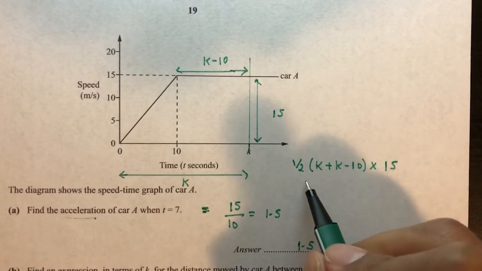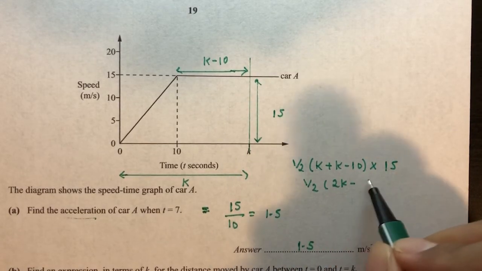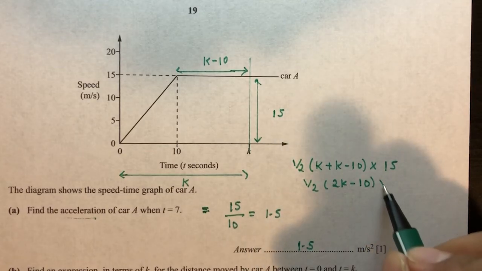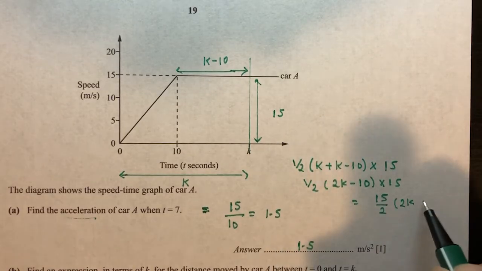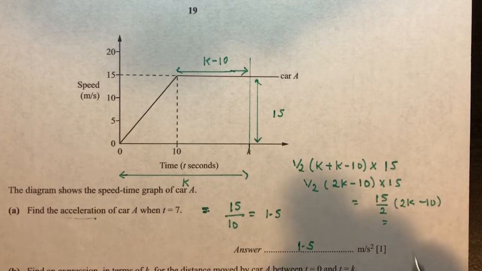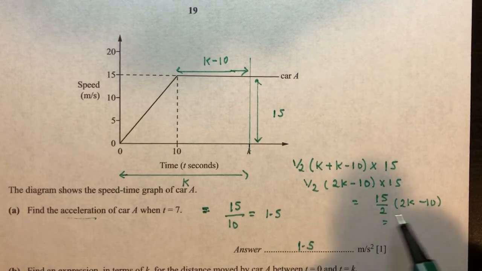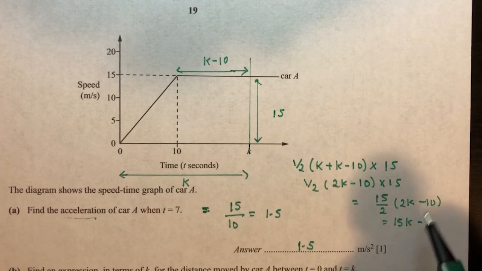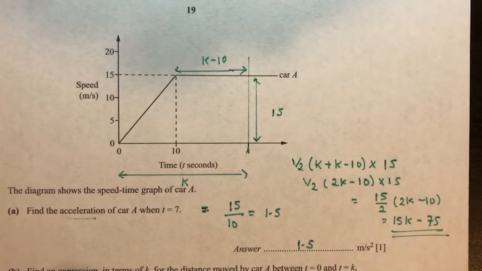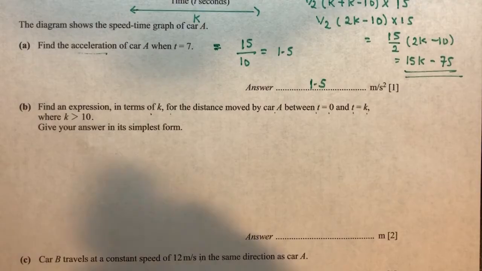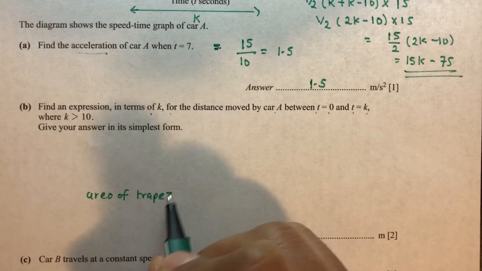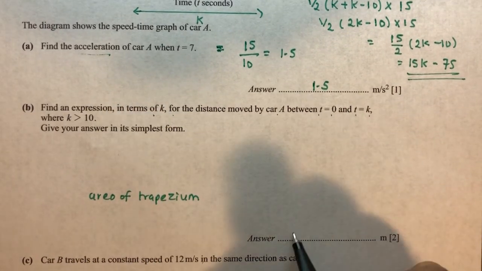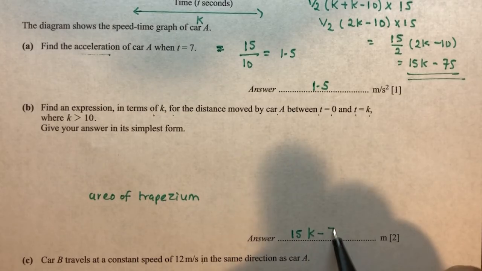So now we have to simplify. Half times 2k minus 10 times 15, which is 15 over 2 times 2k minus 10. So let's simplify that. We will have 15k minus 5 times 15, which will be 75. That is your answer for part B, which is the area of the trapezium. So your answer will be 15k minus 75 meters.